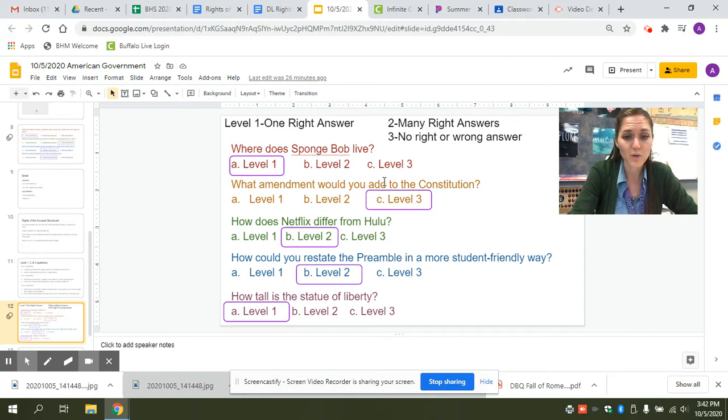What amendment would you add to the Constitution? This one would be identified as a level 3 because you are creating something brand new and there's not really a right or wrong proposal to the Constitution, right? You can write whatever you want, whether it gets approved or not.